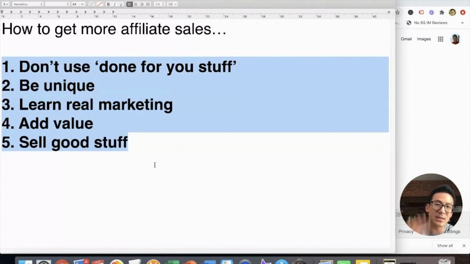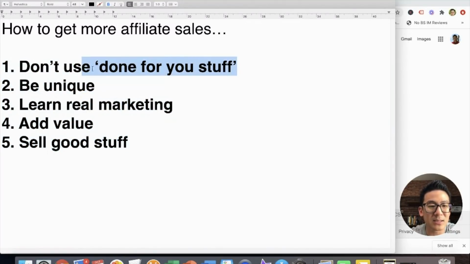So these are the 5 steps that you have to implement, right? Don't listen to all these gurus where they're talking about replicated stuff. You don't have to do anything. You push a button, money's going to rain from the sky. If you really believe that, then you're never going to make a single cent through affiliate marketing, okay?